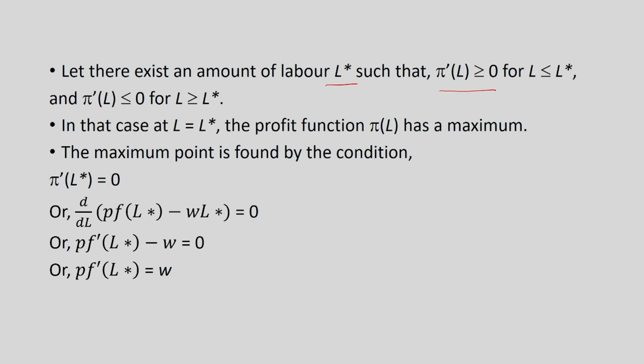And how can we characterize this particular L? We know that at that point you have a stationary point, and the stationary point has this property: pi dash of L star is equal to 0. And then we substitute the profit function, which we have found already, and we say that the first derivative of this profit function is equal to 0 at L is equal to L star, and thus we obtain this condition: P multiplied by f dash of L star is equal to W.